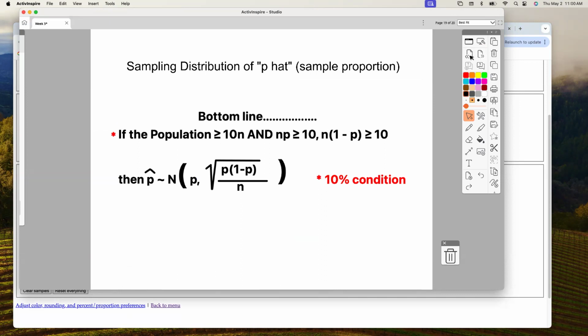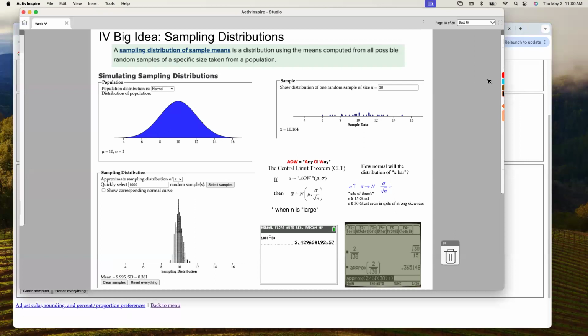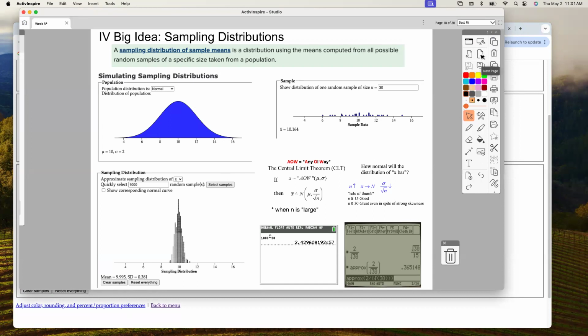Like I said, we'll see the application of this in the ALEKS problems coming up, but I just wanted to have this as a reference point so you can see where this is coming from and why we can use the normal distribution. And I'll refer you back to those videos just in case you didn't see this the first time.